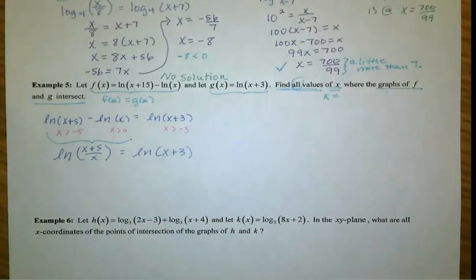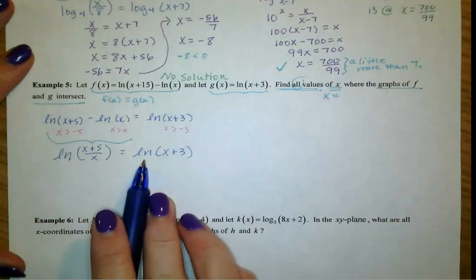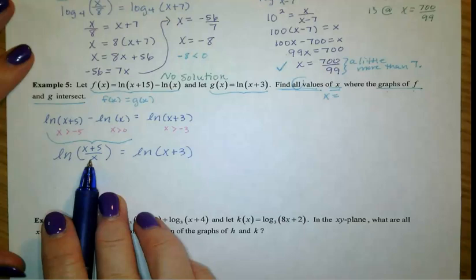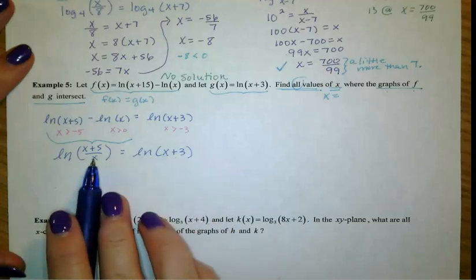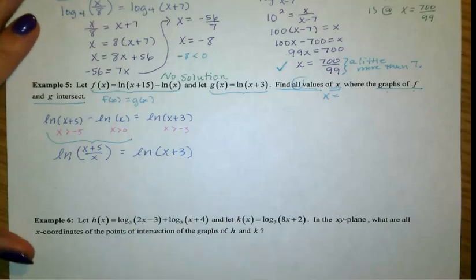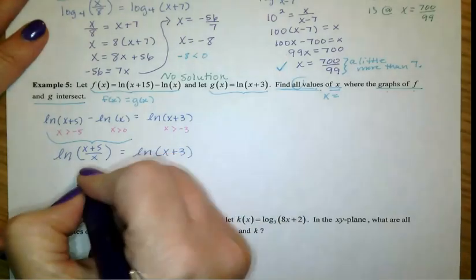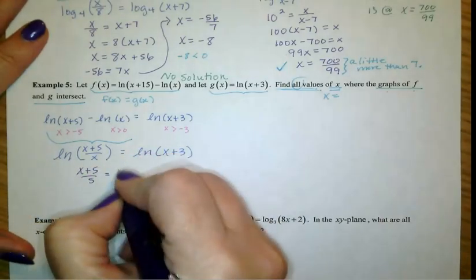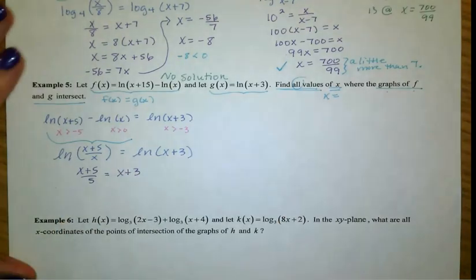So now I can use the property of equality for logs, which says if this base log and this base log are exactly the same, then the equal sign in the middle means that the arguments have to be the same, or the x and the y, if you're going back to that original definition. So now I can equate the arguments and say x plus 5 over x equals x plus 3. And then this is an equation I should be able to solve for.